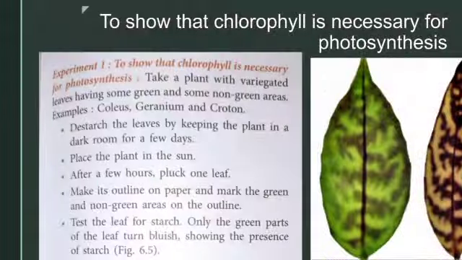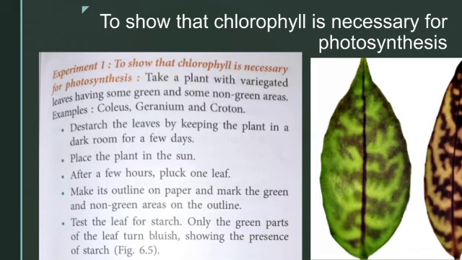The next experiment shows that chlorophyll is necessary for photosynthesis. In this, we can take a plant with variegated leaves. Now what is the meaning of variegated leaves? That means starch will be present in some parts. We can also say that different colors will be present in the leaf, having green and some non-green areas.